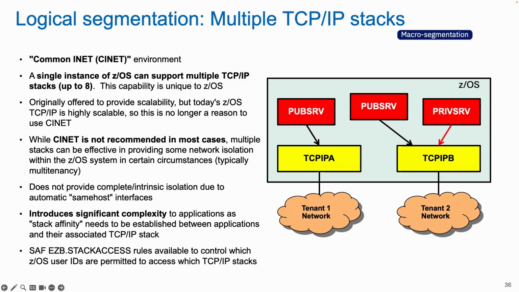We have a SAF resource called EZB.STACKACCESS that controls which user ID has access to which TCP/IP stack. So in this case, only PubServ has access to TCP/IP-A, whereas PubServ and PriveServ have access to TCP/IP-B.